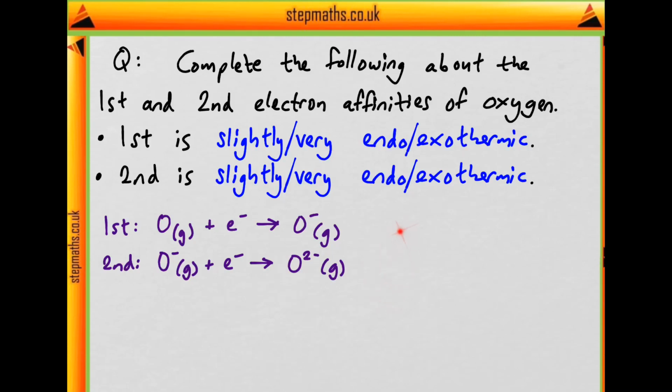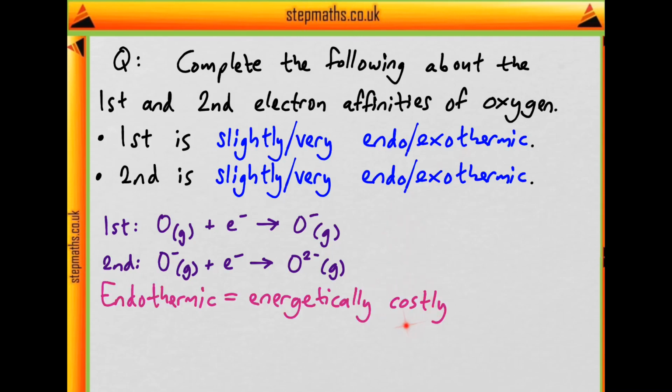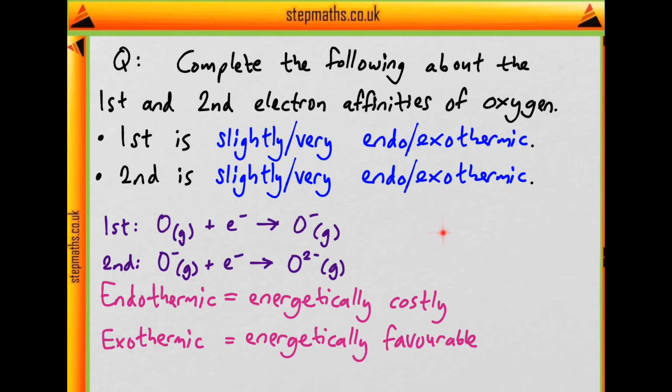And then what does it mean if they're endo- or exothermic? Well, firstly, what does it mean to be endothermic? That means it's energetically costly. We have to put energy in for this reaction to happen. And then what about exothermic? That means it's energetically favourable, and this will be a more spontaneous process.